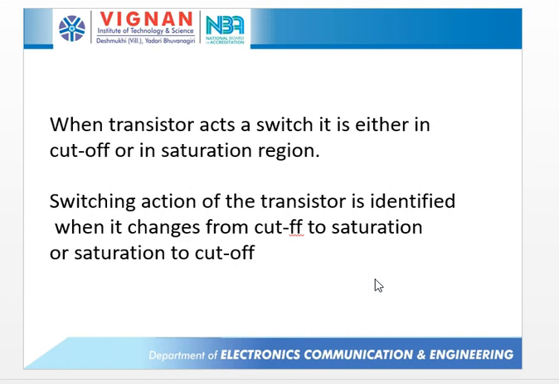Whenever the transistor is in the cutoff region, it acts as an off switch since it is an open circuit. Whenever it is in the saturation region, it acts as an on switch, that is, a closed circuit. So whenever our transistor is either in cutoff or saturation, it acts as a switch. That means when it changes from cutoff to saturation or saturation to cutoff with a negligible active region, it is known as a switch. That's why we can say that the transistor acts as a switch. It is one of the applications of the transistor.